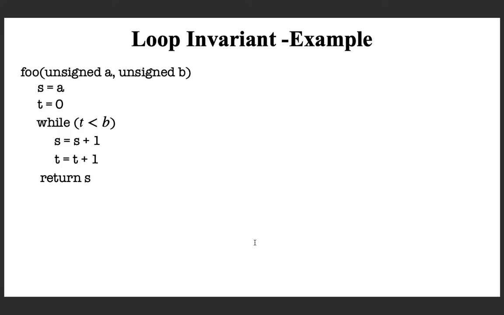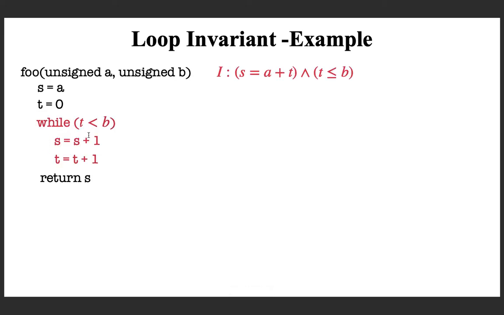Here is a pseudocode given, not exactly an algorithm, it is a pseudocode. A function foo is given, which takes two unsigned values as arguments and does something. It adds 1 to s and 1 to t in a loop. Can you guess what this algorithm is doing? I hope you guessed something. Later when you apply the loop invariant to prove the functionality, you can see what it is doing or whether your guess is correct or not.